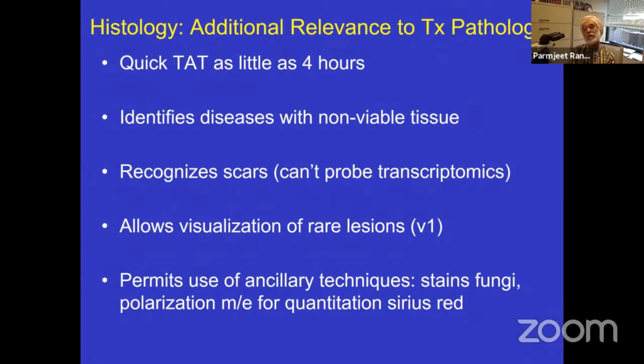Histology has additional relevance to transplant pathology. It gives you a very quick turnaround, as little as 4 hours. It can identify diseases with non-viable tissue from which you're not going to get any RNA out. It recognizes scars, which again will be transcriptionally inactive. It allows visualization of rare lesions, such as intimal arteritis, even if it's present in 1 out of 10 arteries. And it permits the use of several ancillary techniques.